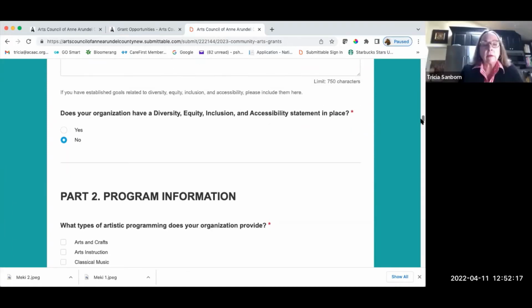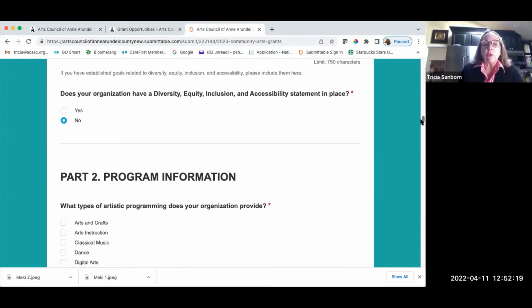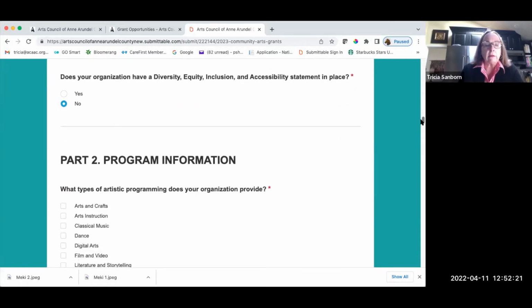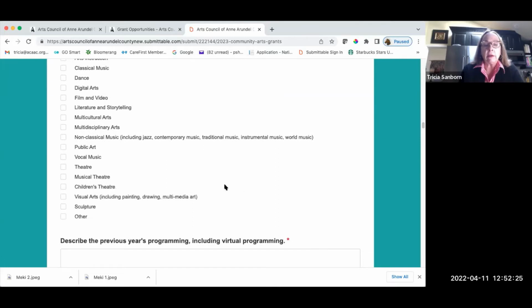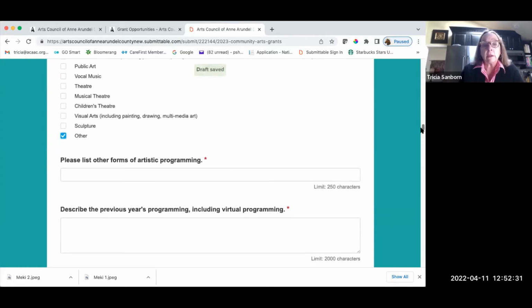Thank you, Martha. Here's part 2. We get into programming. What type of arts do you provide to the community? If you check the other box, you will have a box open up where you can add.